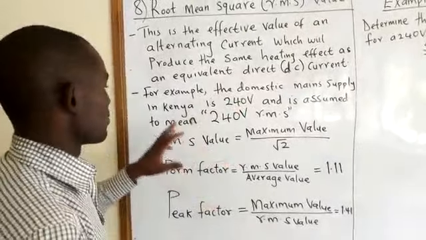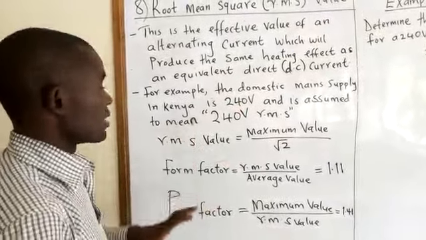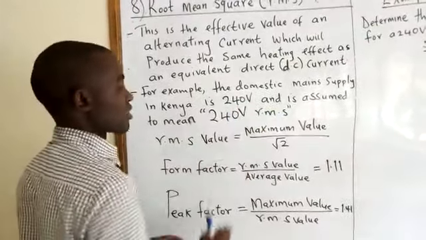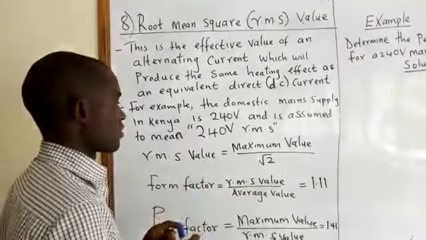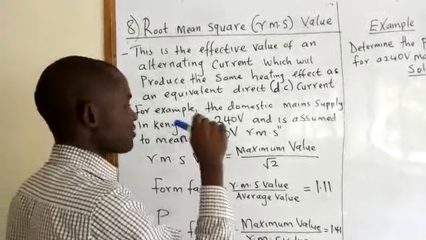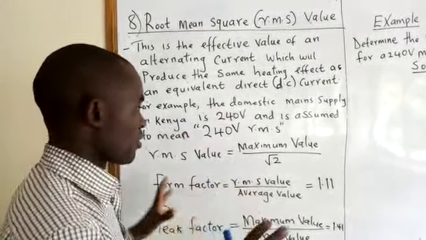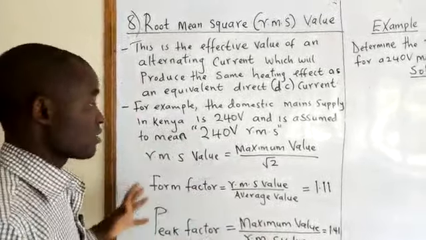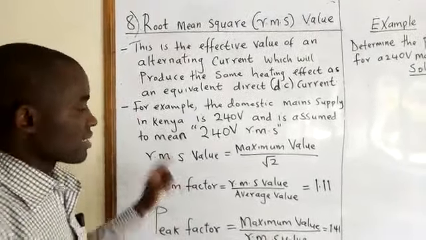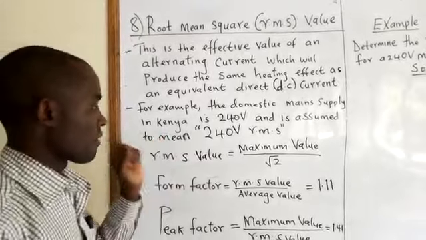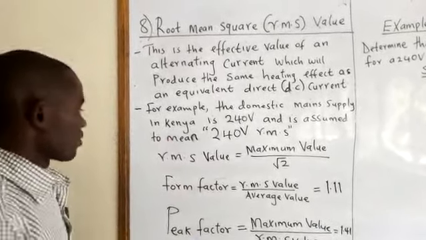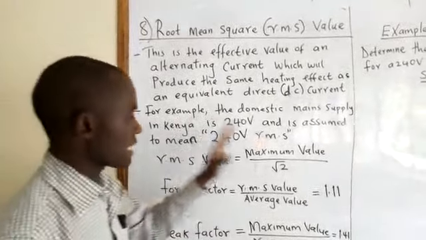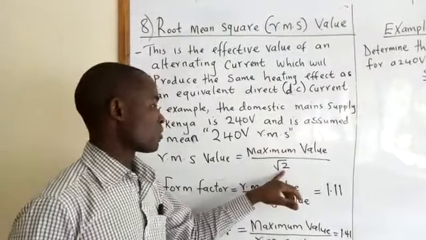and is assumed to mean that we take the 240 as an RMS value. That is the root mean square value. The 240 is the root mean square value always. Whenever you are given a single phase which is 240, it automatically means that that is the root mean square value. So how do we get the root mean square value? The root mean square value is taken by the maximum value, you divide by root 2.